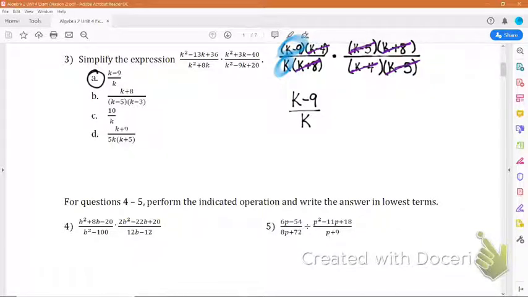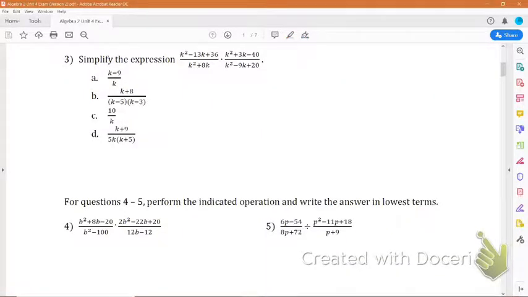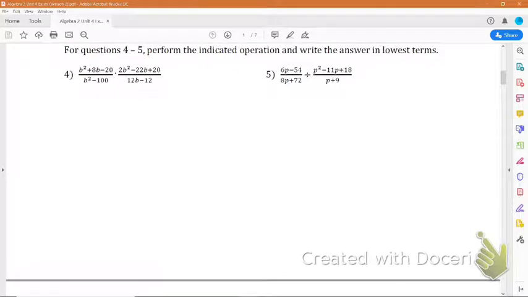Questions on this one? A lot of factoring. On these? So questions 4 and 5. 4 is really similar to question 3. Question number 5 moves into division. We'll get there in just a second.